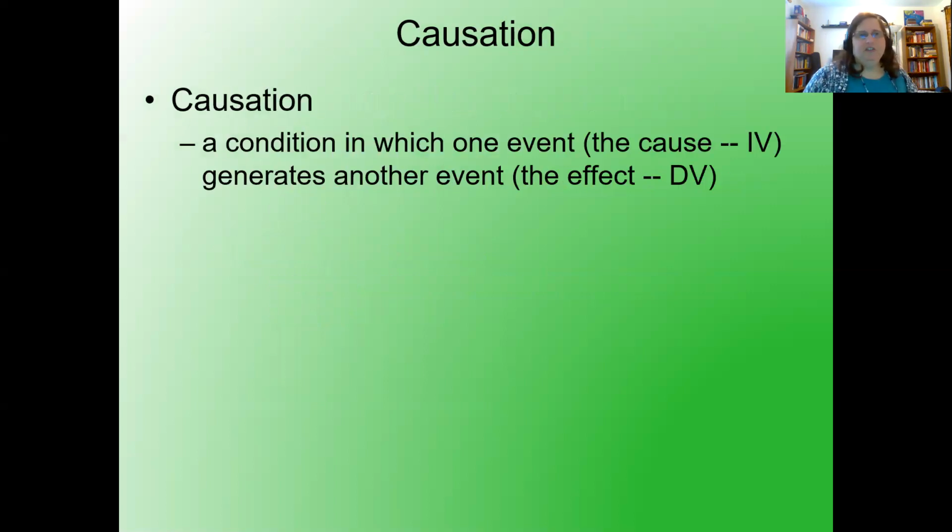Causation. So causation is a very important area, and it's one that I already shared with you. We tried to get at it with the psychological experiment. So let's say what the IV and DV actually are. Causation is a condition in which one event, the cause, the IV, generates another event, the effect, the outcome, the DV. Okay, so let's take an example here.